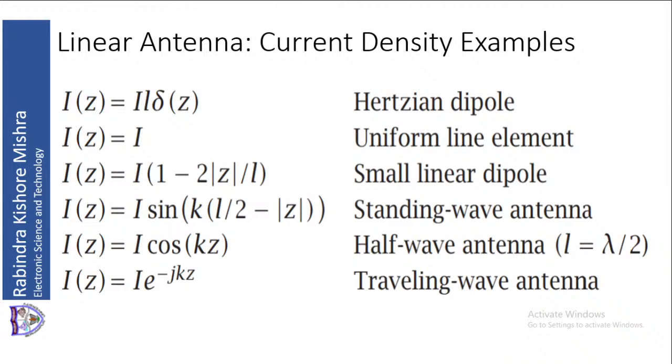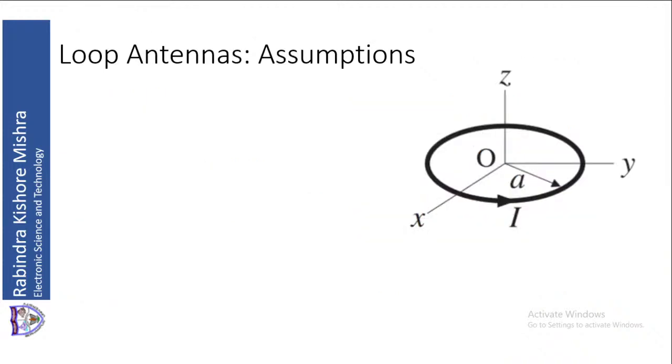Then you know a traveling wave is given by exponential minus jkz form. Therefore, if the distribution is of the form I into exponential minus jkz, that is called a traveling wave antenna. So these are the antennas. These are all linear antennas.